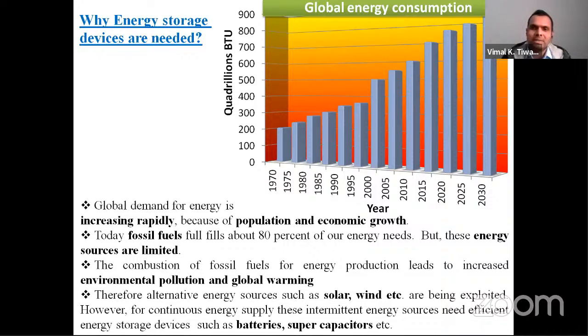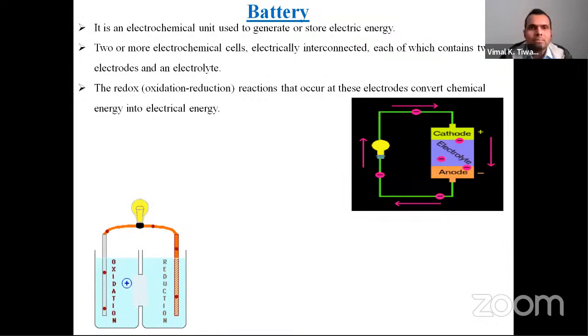So we need an energy storage device to store the energy, so that as required in our mobile, laptop or movable devices, we can use this energy through energy storage devices. There are mainly two types of energy storage devices: one is the battery and another is the supercapacitor. Here I will discuss the batteries. As we know, inside the battery there is an electrochemical reaction, and it stores and produces the energy.